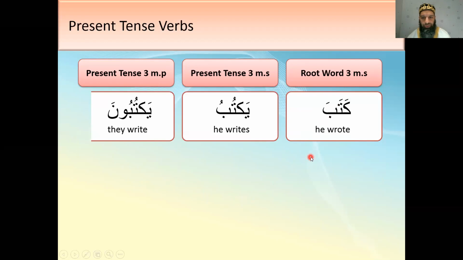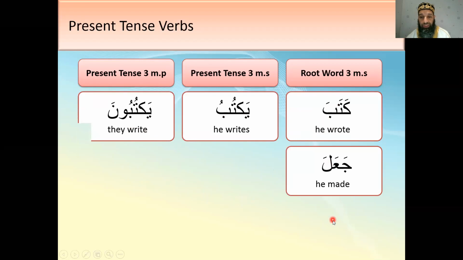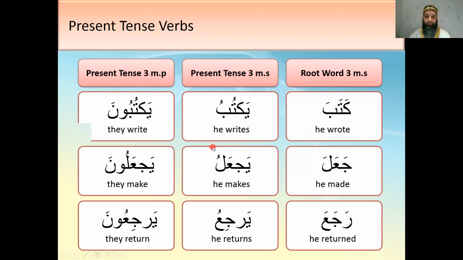You've got this in your books. So we've got kataba, yaktubu, yaktubuna. This is an example. This is also an example. Ja'ala means he made. Yaj'alu means he makes. Yaj'aluna, they all make. Raja'a, he returned. Yarji'u, he returns. Yarji'una, they all return.